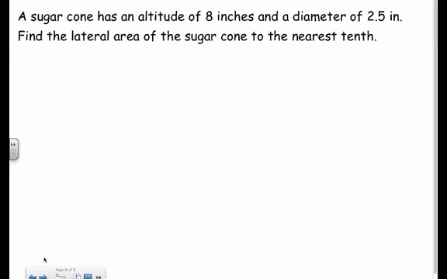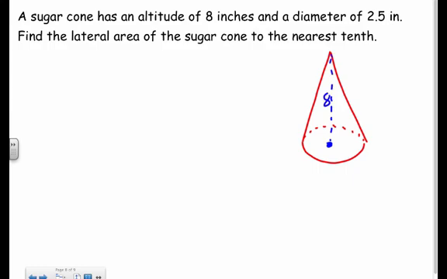A sugar cone has an altitude of 8 inches and a diameter of 2.5 inches. Might be a good idea to draw a picture right off the bat. So that's what I'm going to do. Got a cone, I'm going to put it upside down. Just makes more sense to me. So we had an altitude of 8 inches. That means from the center going straight up, that's 8.